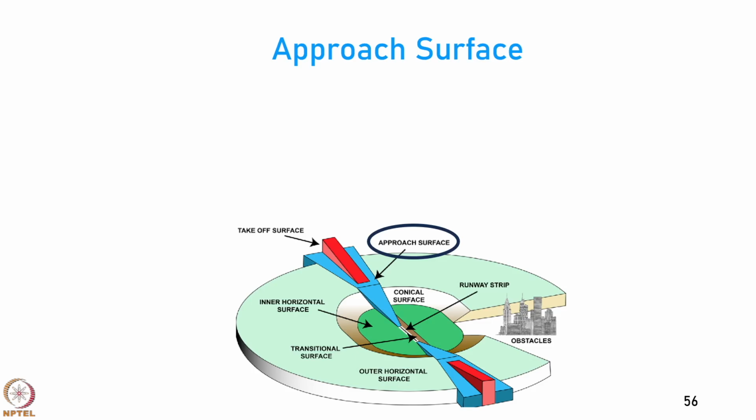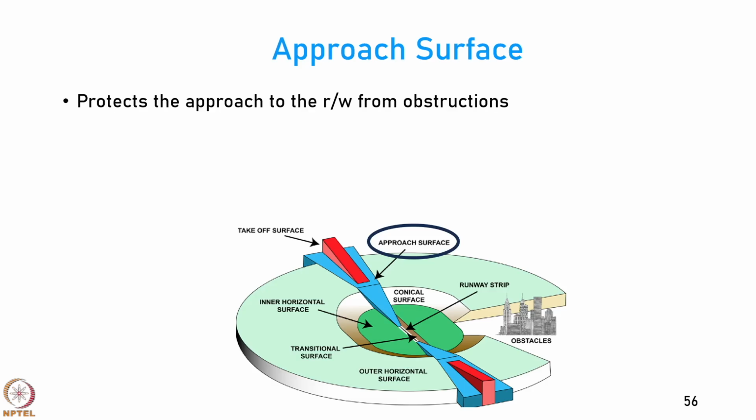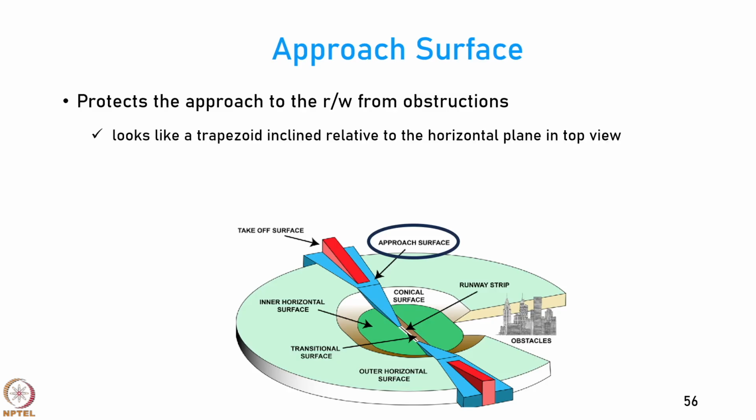Then we have the approach surface shown in the blue color here. The approach surface, as you can see, is to protect the approach of the aircraft to the runway from obstruction. So, during the approach, there should be no obstructions from the runway, that is the blue area on both sides. It looks like a trapezoid. When you see it from the top view or the plan view, it will be like a trapezoid which is inclined relative to the horizontal plane.